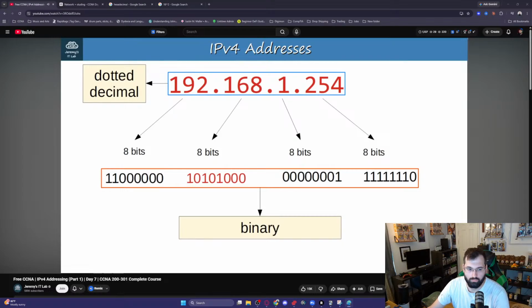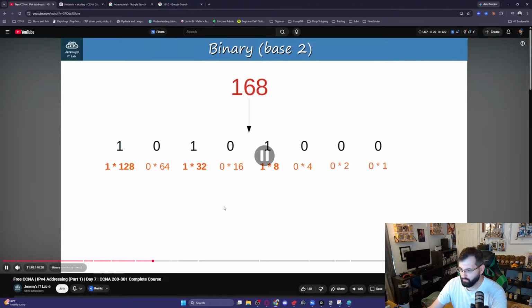Next, let's look at how 168 is converted to binary, which is 10101000.